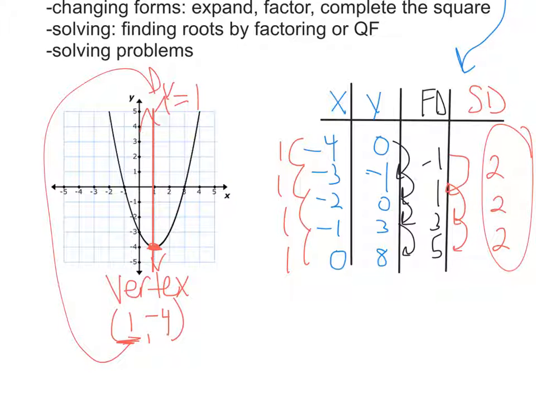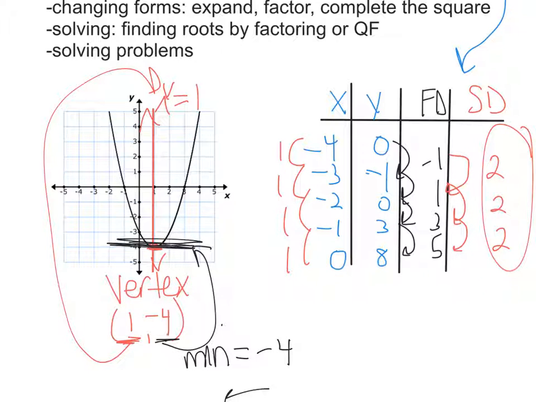The optimal value just means the maximum or the minimum. In this case, it happens to be a minimum value because my parabola opens up, so my minimum is equal to -4. If my graph were opening down, this would have a maximum value at the vertex. It's just the y-coordinate of the vertex.